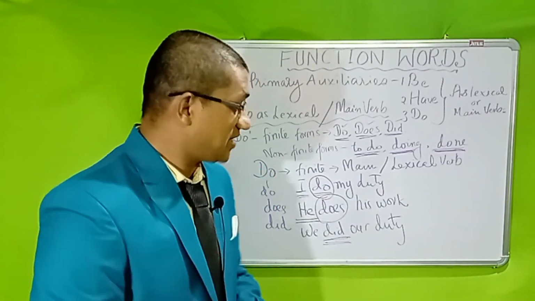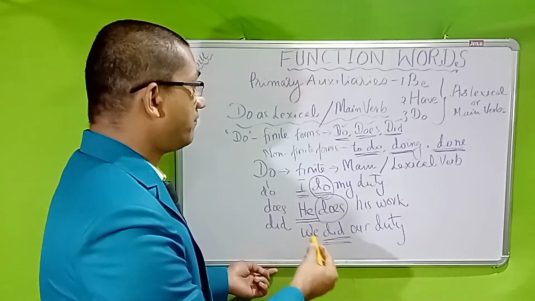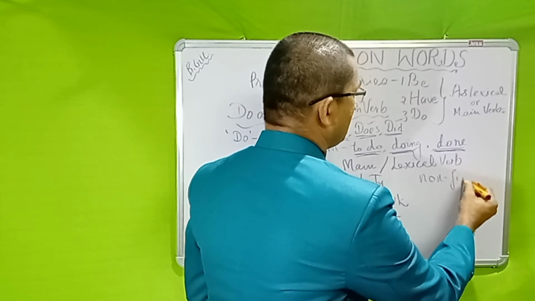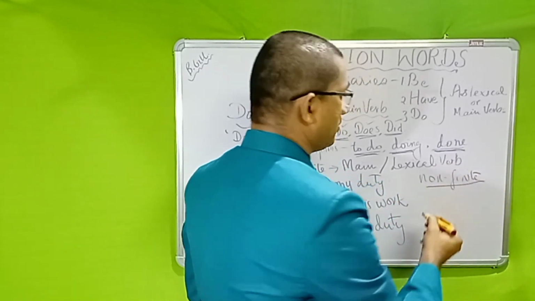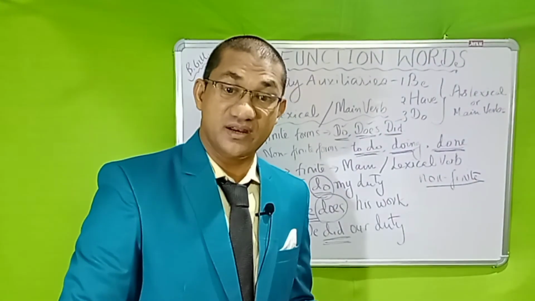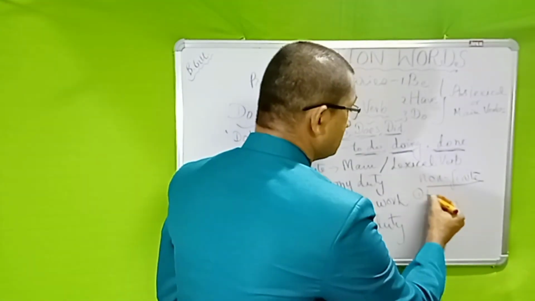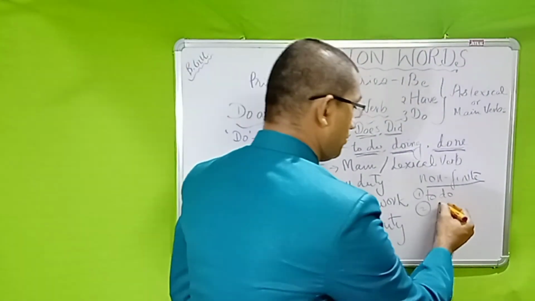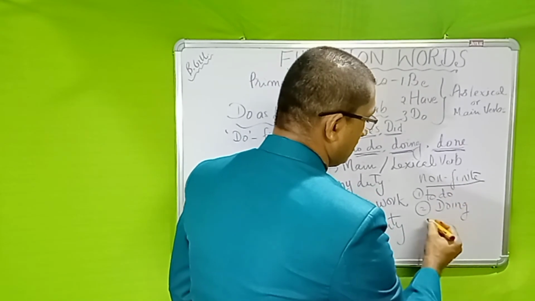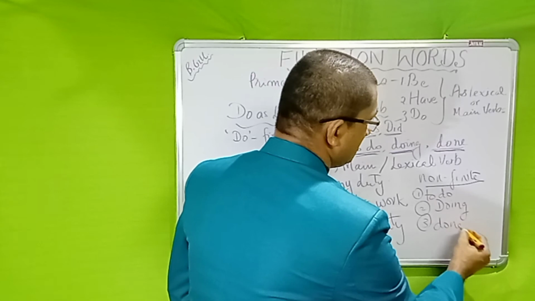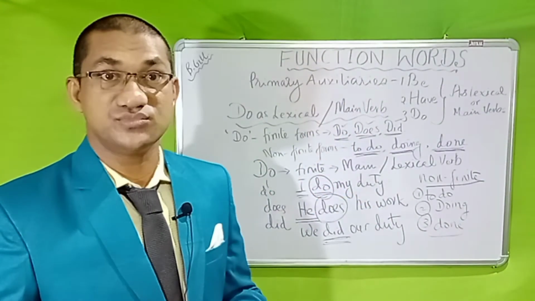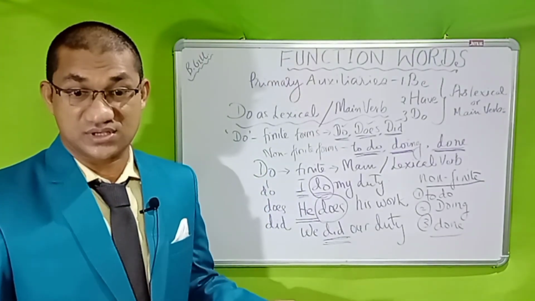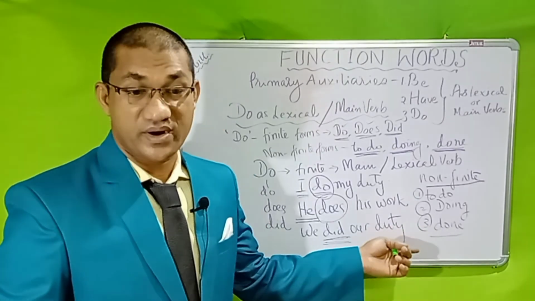Okay, and next we move on to, of course, the non-finite forms of do. We understand that the auxiliary has again non-finite forms, and the non-finite forms are number one, to do. Number two is doing, and number three, done. So these three are the non-finite forms of the primary auxiliary. Doing is one of the forms. Done is yet another one. To do is another one.